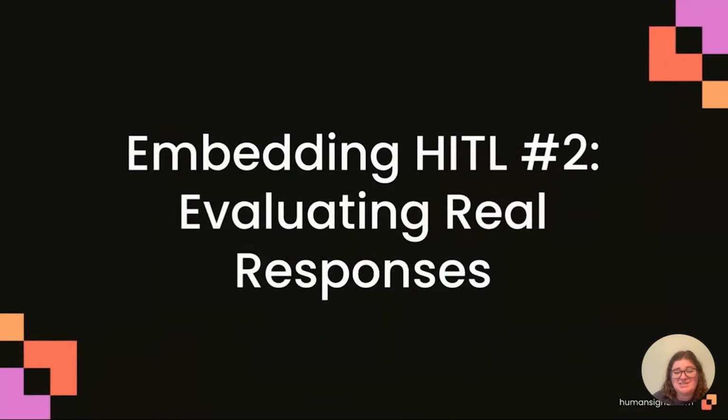So my second tip is to evaluate real responses. You might be thinking in the abstract, building your rubrics with a general understanding of what you should do. But the best way to do it is to really send a question through your model and then build your rubric based off that question, and then evaluate using your rubric on that real question.